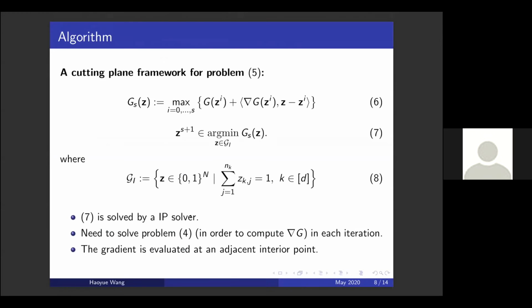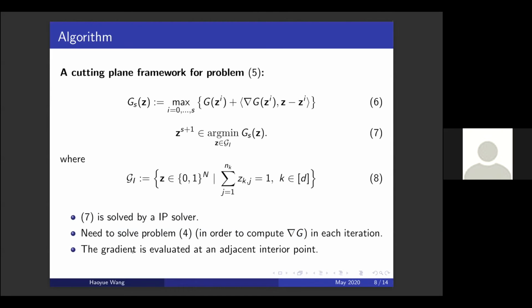So as promised, we will use a cutting plane method for problem 5. We will approximate function G with a piecewise linear approximation, and in each iteration, we need to solve a binary programming problem. Note that the number of variables here is much smaller than in the previous MI-ISOCP formulation. So we're just solving this with the IP solver. It's quite efficient. And also, as promised, we need to solve problem 4 to compute the gradient. This will be the focus of the next page.